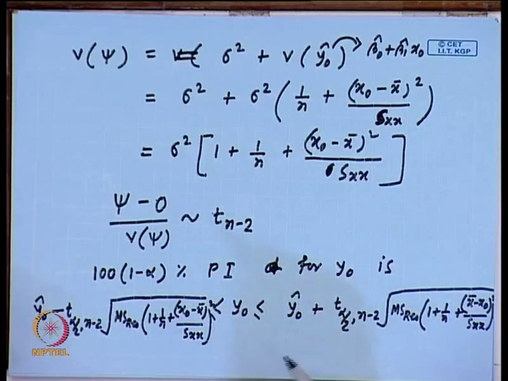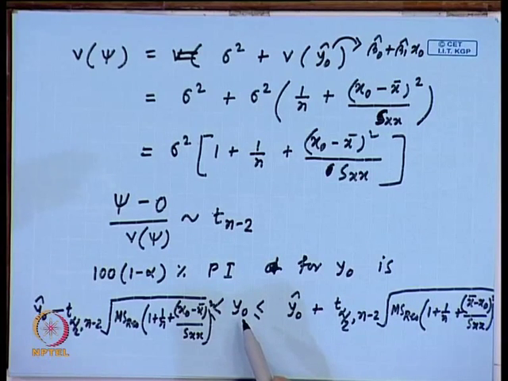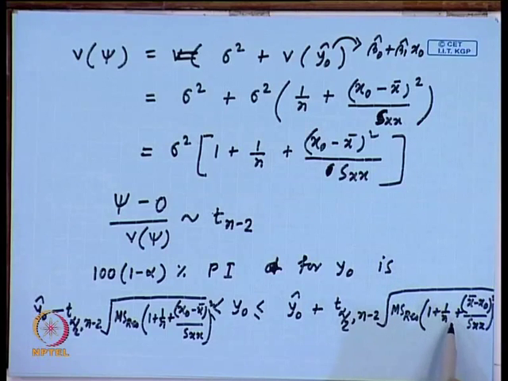If you put alpha equal to 0.05, this is the 95% interval: the probability that the future observation at x equal to x naught will lie in this interval is 1 minus alpha, that is, 0.95. Of course, this interval is minimum at the point x equal to x naught, and this interval is always wider than the interval given for the expected response at the point x equal to x naught.